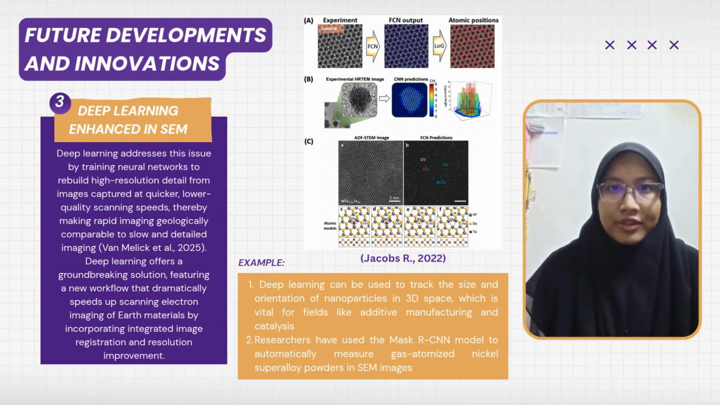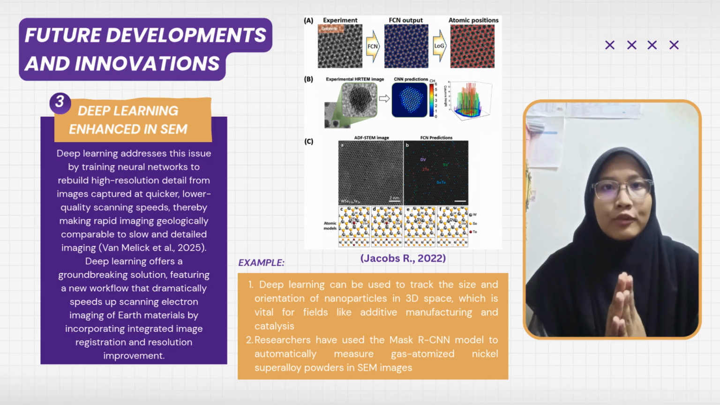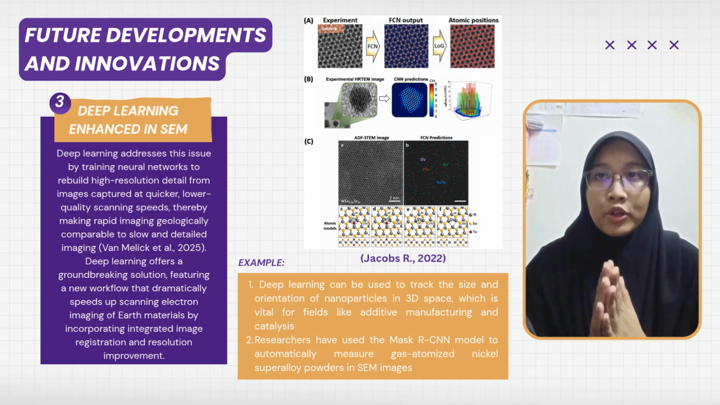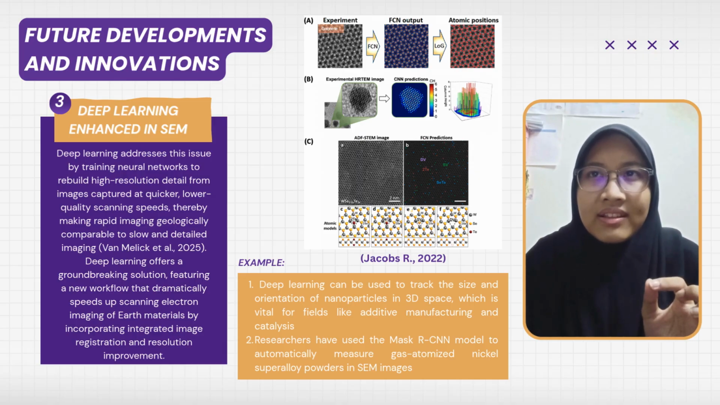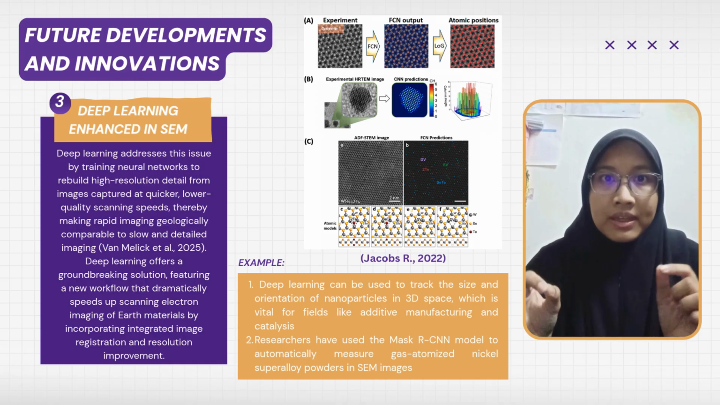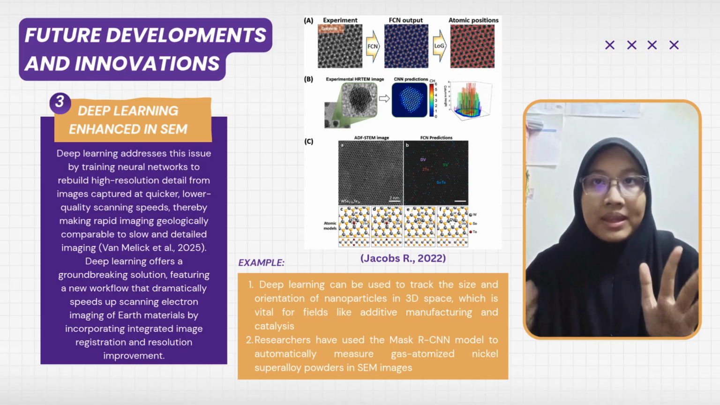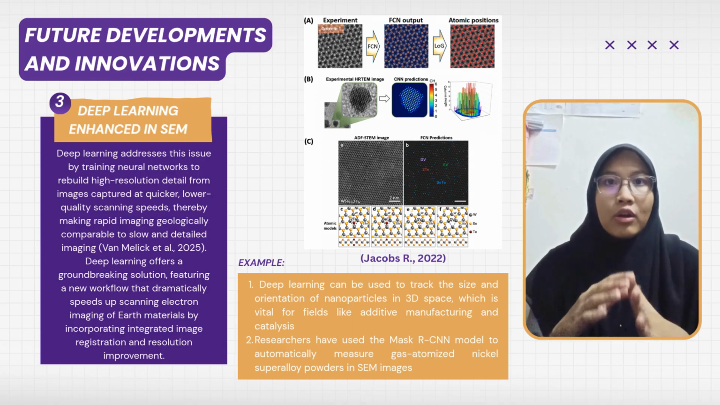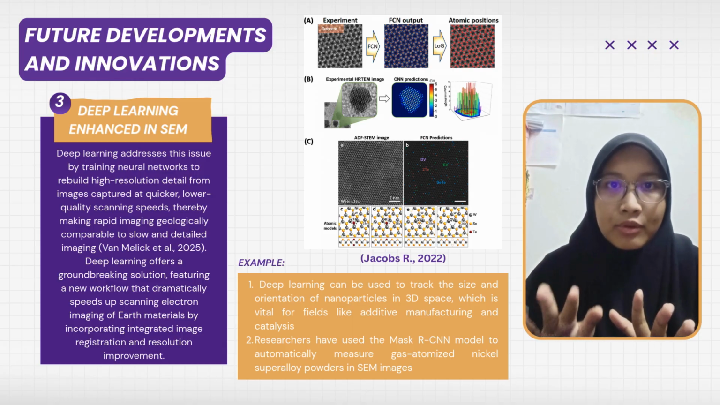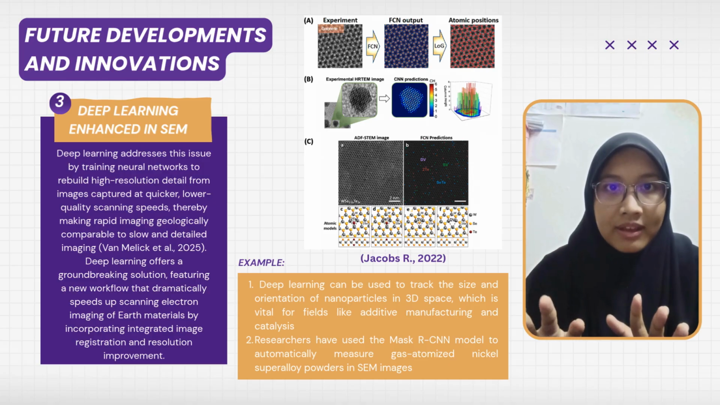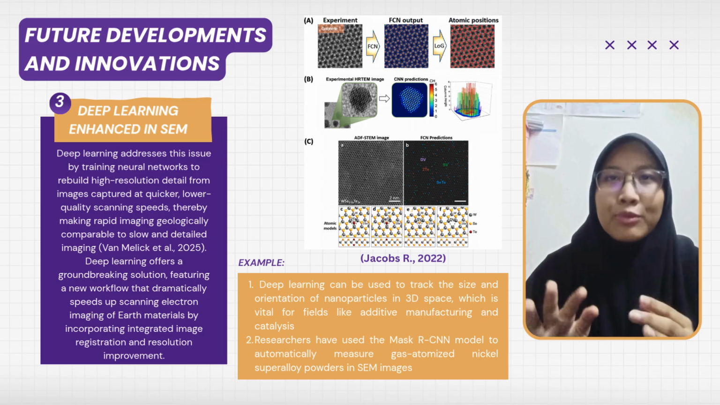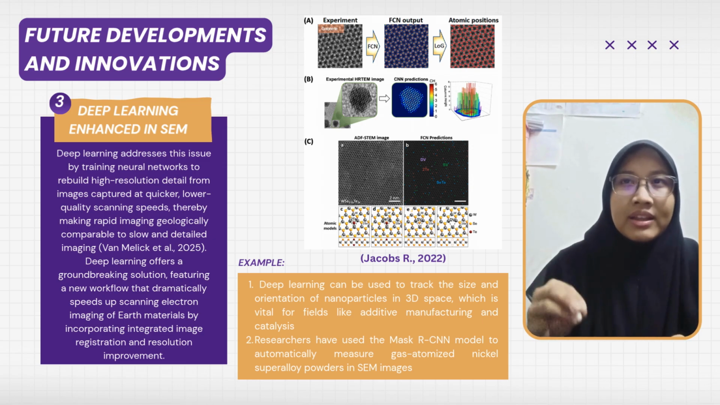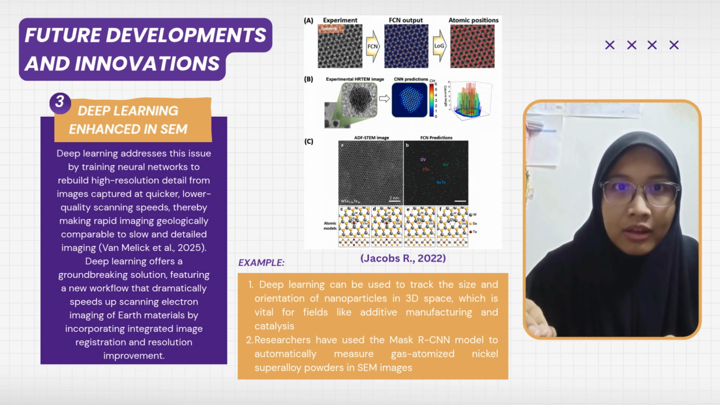Now, we move on to the third one, which is deep learning enhanced SEM. So for the first thing, to produce a full resolution image of a single geological thin section would demand over 70 days, meaning that imaging all 200 sections would take nearly 95 years, which is impossible, as we don't have that much time to wait with the current electron microscopic techniques.